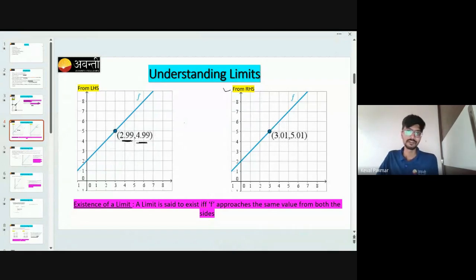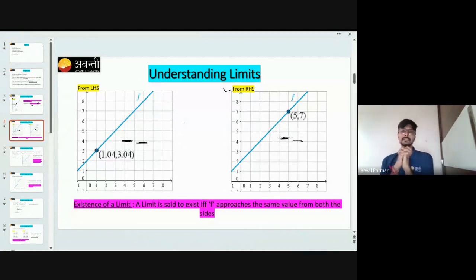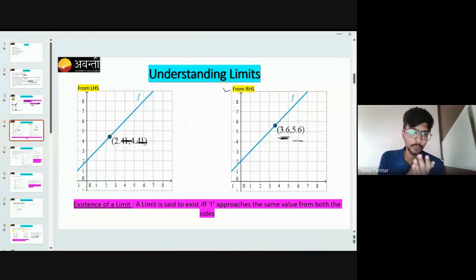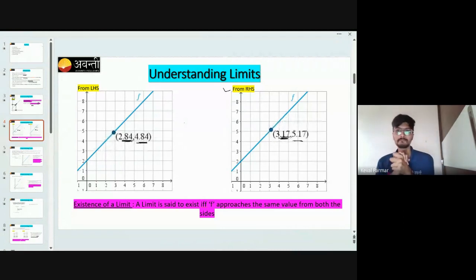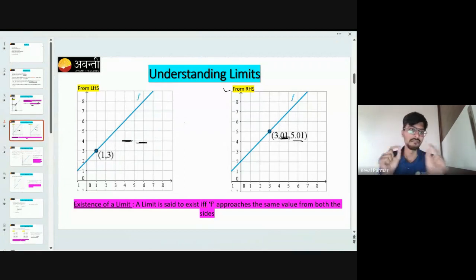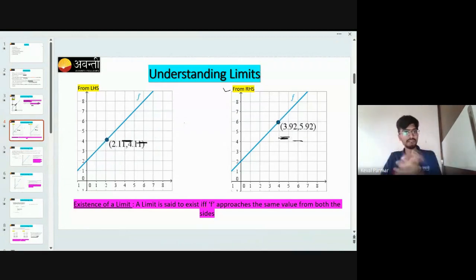Now let us see from the right hand side. As we move from the right hand side to 3, the functional value, which is the y value, gets closer and closer to 5. Just take 10 seconds and see both the graphs, and you can see that as x approaches 3, y, which is the functional value, approaches 5.